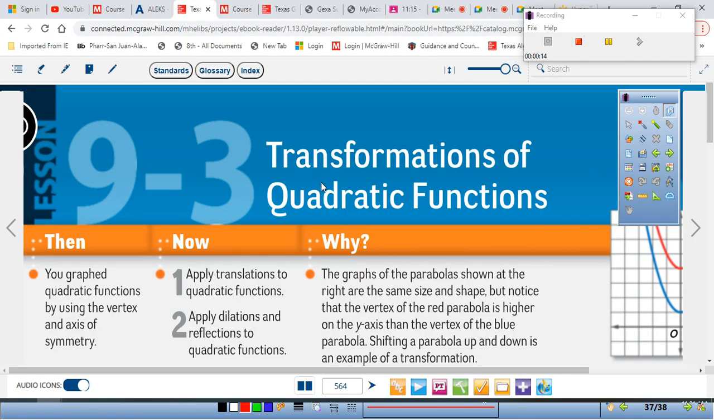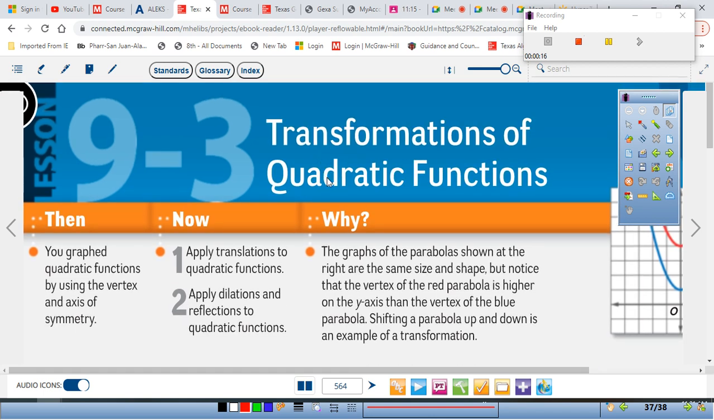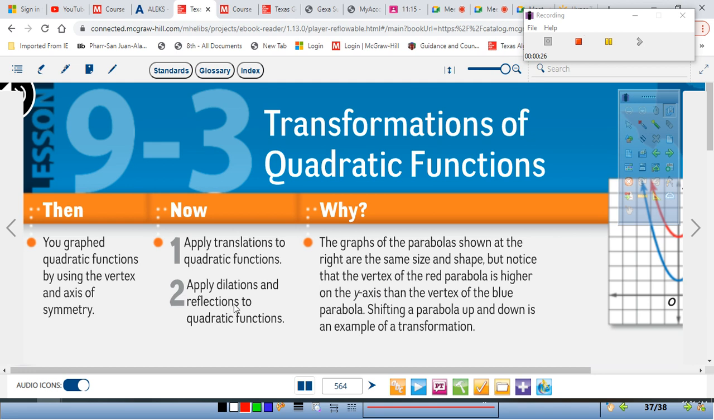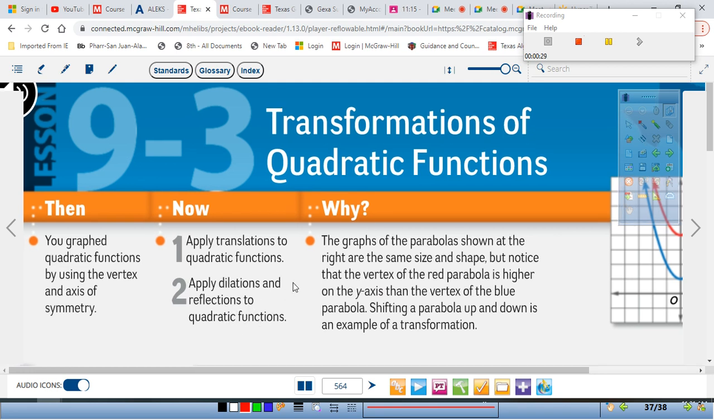So let's look at this one. Transformations means to change, guys. Like a transformer, how it changes. So we're going to apply translations to quadratic functions. We're going to do them. And we're going to apply dilation and reflections to quadratic functions.